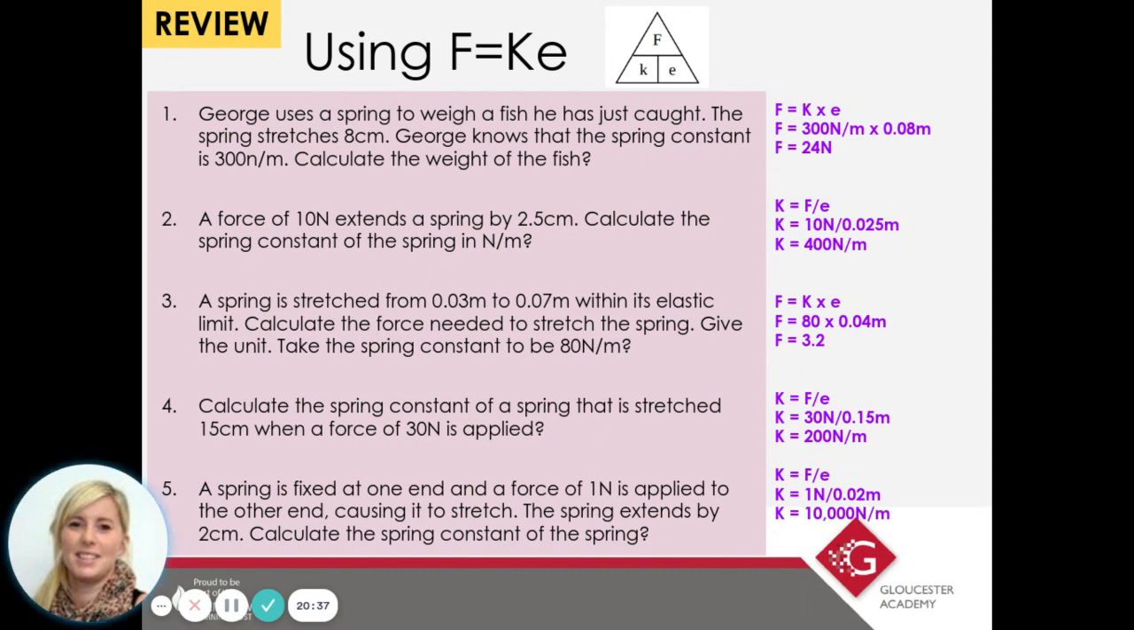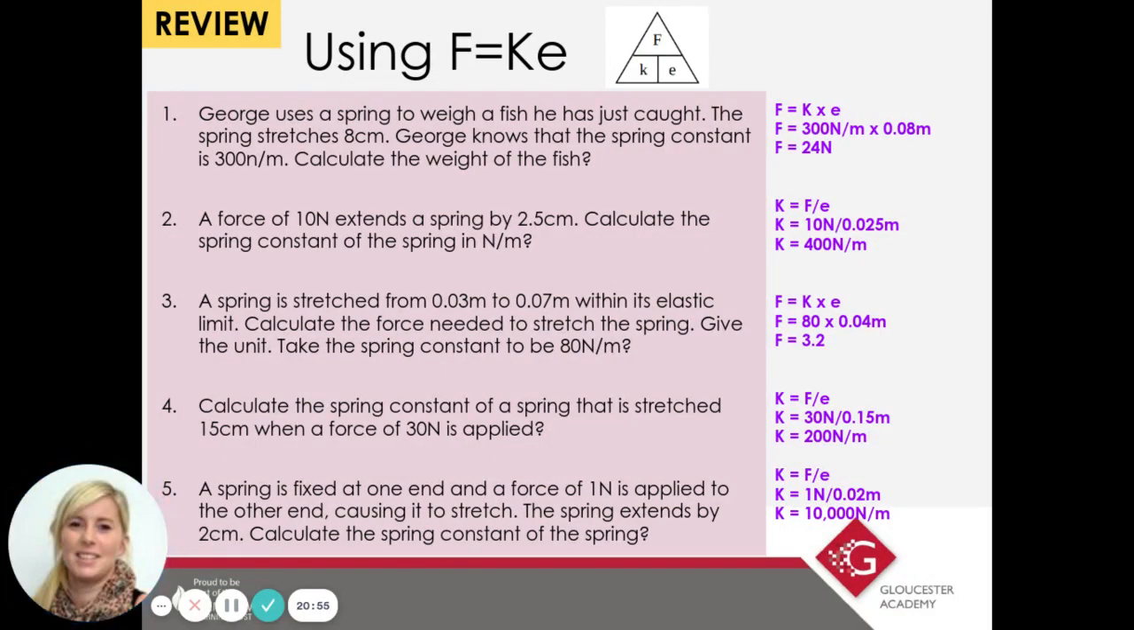So force divided by extension, and K equals 30 newtons divided by 0.15 metres. So again, converting from 15 centimetres to 0.15 metres. Final answer of 200. And then number 5, working out K again.